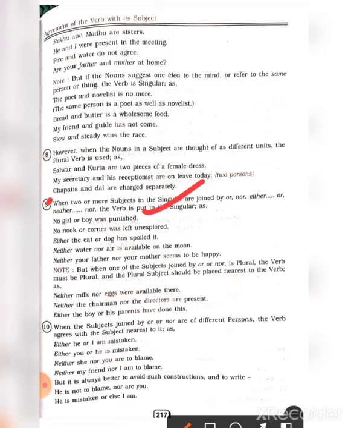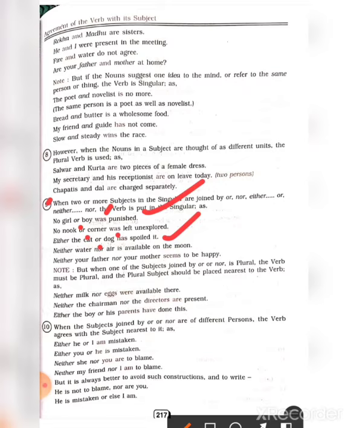No girl or boy was punished. So a singular verb will follow. No girl or no boy was punished, because it is joined by or. Next, no nook or corner was left. So that is why you have to write was. Either the cat or the dog has spoiled it. Here is also the same thing. The subjects are two different ones, but these are joined by or. So that is why a singular verb will follow. Has spoiled it. You cannot write have.